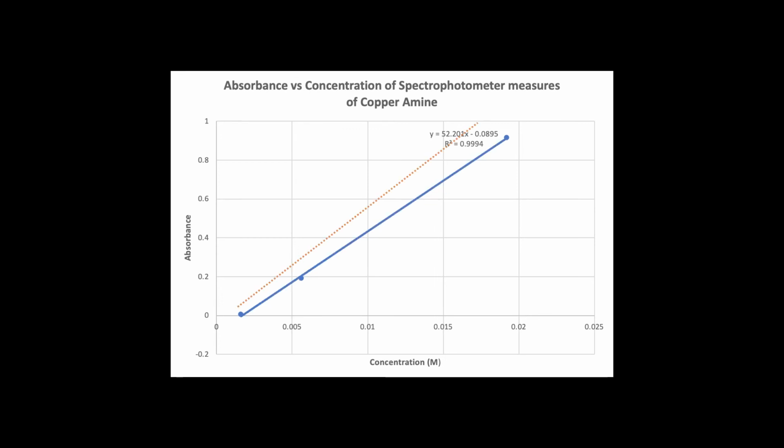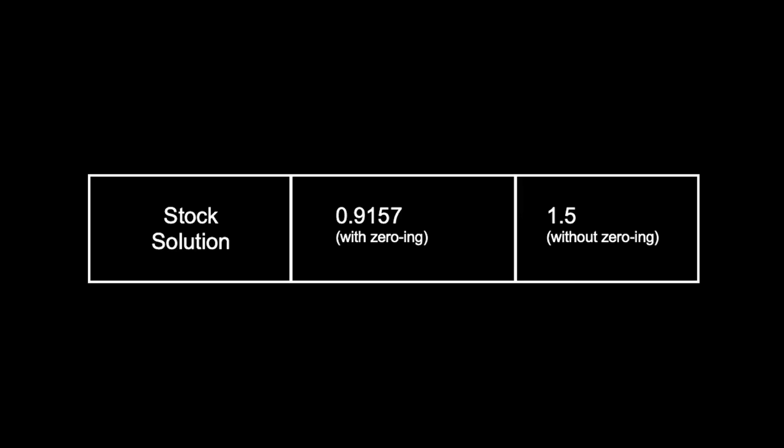If the spectrophotometer was not zeroed prior to the simple reads, then the absorbance would be higher, as they would include absorbance measures from the cuvette and the water. So instead of having an absorbance of 0.915 for the stock solution, it could be something like 1.5.